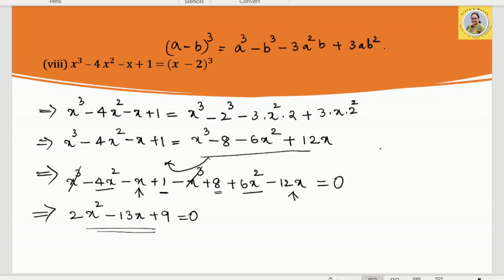So when you compare this equation with the general form, that is ax square plus bx plus c is equals to 0, and a should not be equals to 0, we can say it is a quadratic equation, right? So we can say hence it is a quadratic equation.